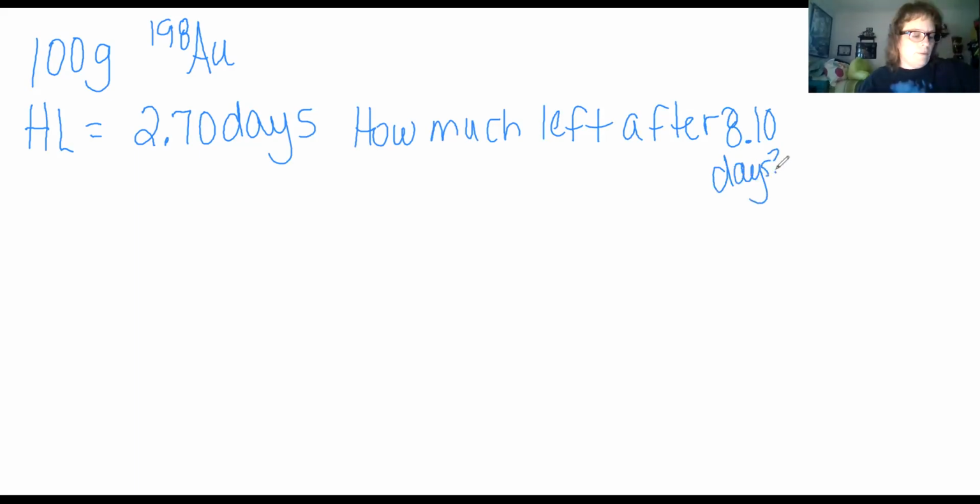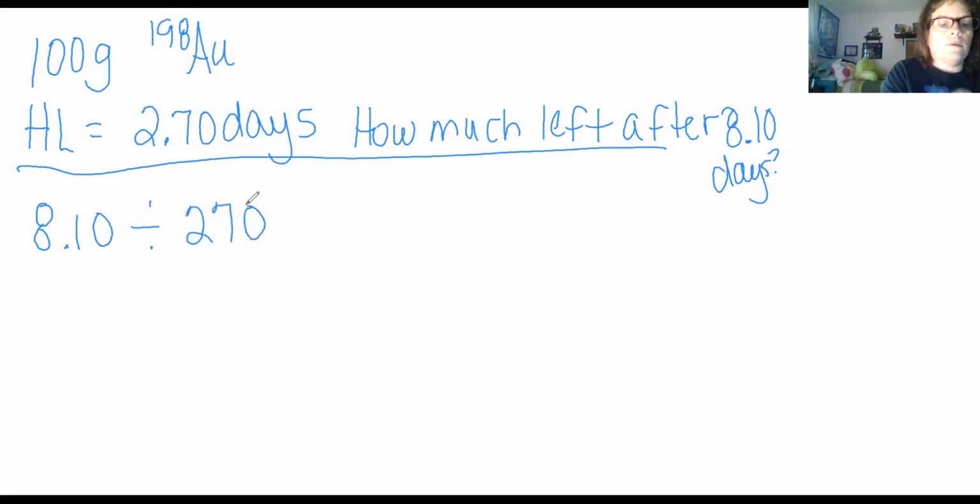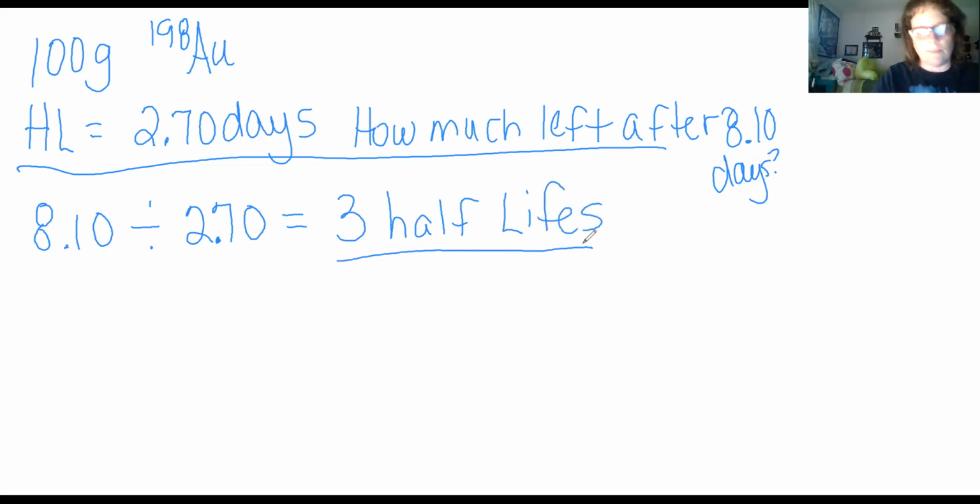All right, well, first we need to figure out how many half-lives have gone by. And the way you do that is you're just going to divide. So we had a total of 8.10 days go by. We said the half-life was 2.70 days. So you put that in your calculator and you get 3 half-lives. Okay, so that's how many half-lives have gone by.